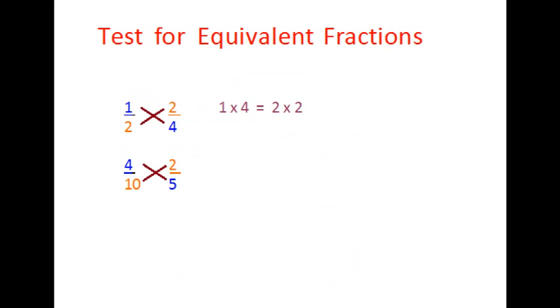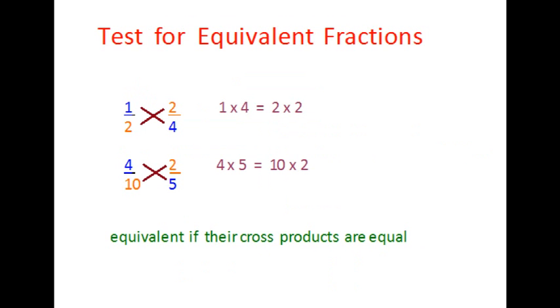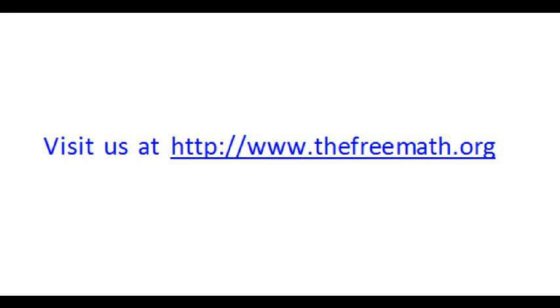4 over 10 and 2 over 5. Now let's take the cross products. 4 5s are 20 and 10 2s are also 20. So the test is successful. So we can say that 4 over 10 and 2 over 5 are equivalent fractions. So you can use this for big numbers, because these are small numbers. You could figure out easily that these are equivalent, but you can use that for any big numbers or big fractions, and you can see that this is the test where you can check if the fractions are equivalent or not.